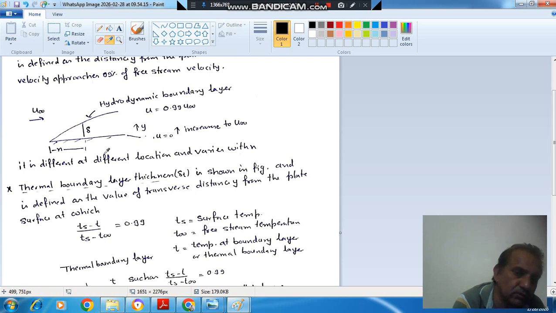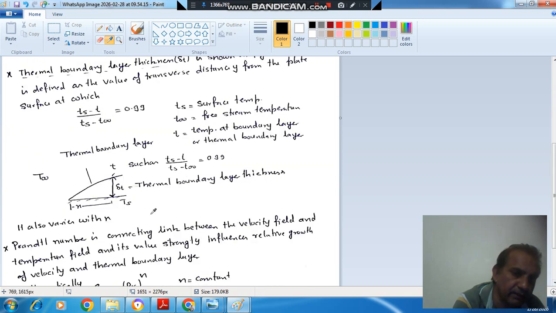This is also defined in the same way. Again, consider a plate having temperature Ts and a fluid of free stream temperature T infinity moving over it. If this plate has a higher temperature than the fluid, then the fluid adjacent to the plate will have temperature Ts, and as we move away from the plate, the temperature of the fluid will start decreasing till it reaches T infinity.